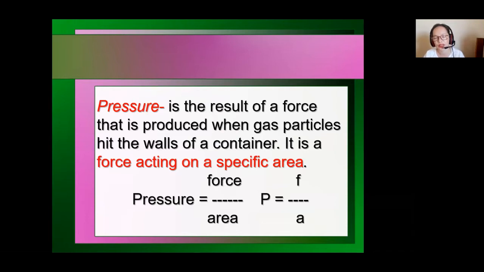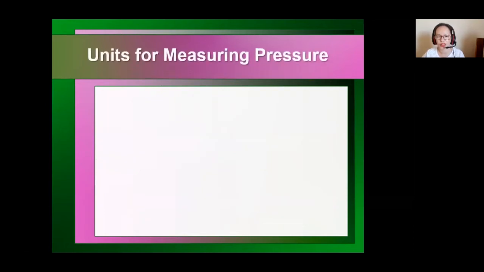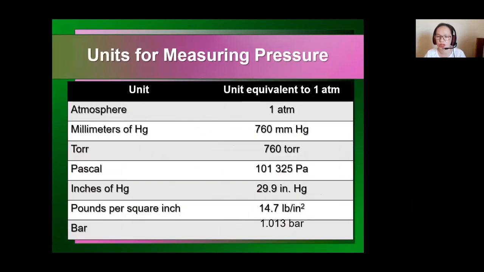In gas laws, pressure has lots of units. And these are the units used for representing pressure. First, we have atmosphere. ATM stands for 1 atmosphere. 1 atmosphere is equivalent to 760 millimeters of mercury, also equivalent to 760 torr, in honor of Evangelista Torricelli, who invented the barometer.